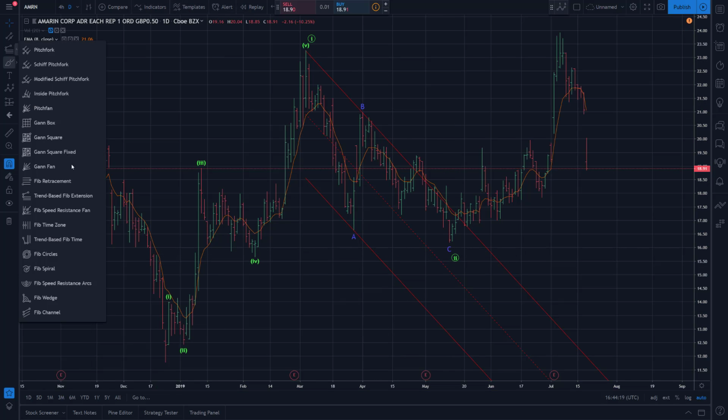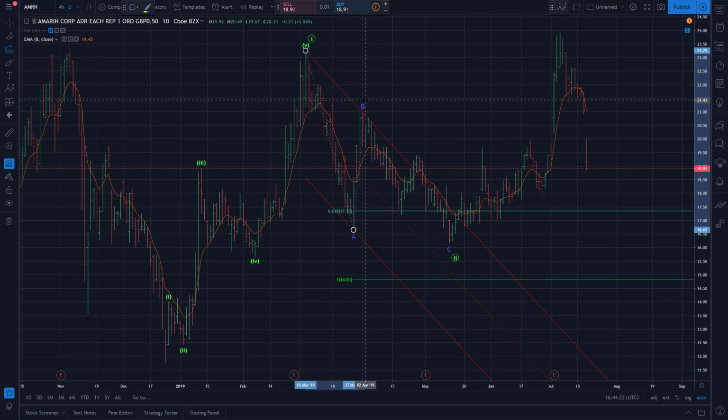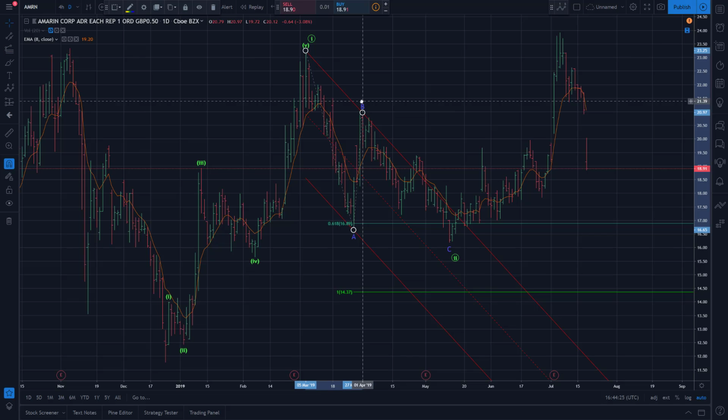All right, so with the relationships, we got A down. So we take the distance traveled in A, projected off of B, and then we have these two objectives. So we have the 618, and then we have the equality relationship. And in this case, we're a lot closer to the 618. We stabbed down there briefly, just below it, but then that was the end, and we reversed off of there.